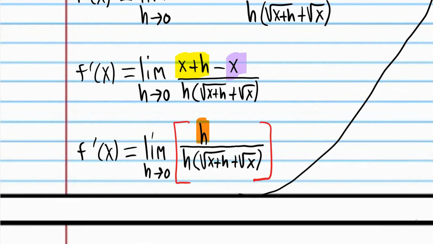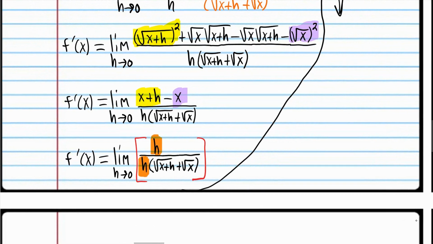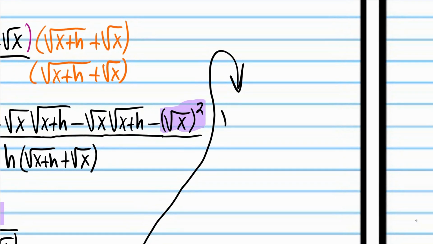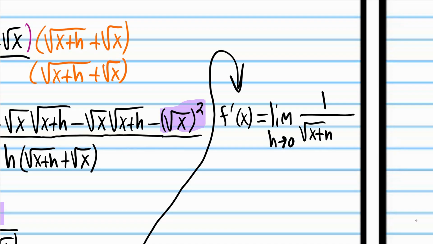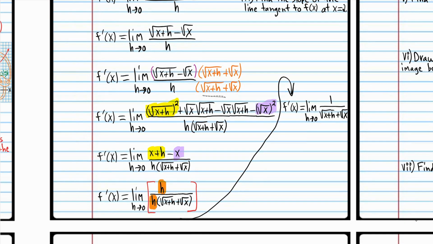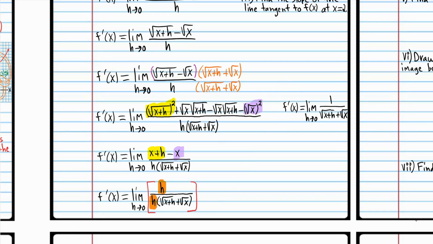So now we're going to go up here, because we're out of room, and you see that these orange h's just cancel out. That's what we want. So then we end up with f prime of x is equal to the limit of 1 over the square root of x plus h plus square root of x. So I'm going to move this over a little bit so we have a little more room.